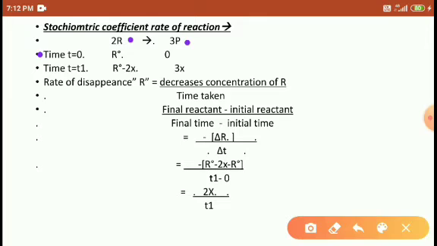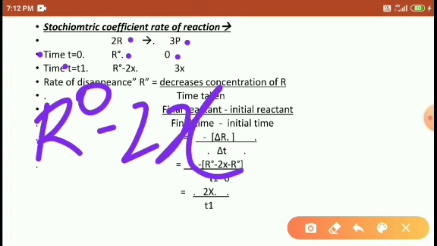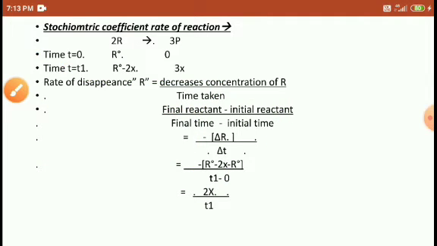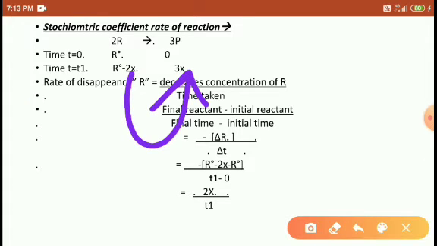So here, students, 2 moles of R turn into 3 moles of P. At time T equal to 0, the concentration of R, the 2 moles, I take as R0, and the product has not appeared yet, so it is 0. At time T equal to T1, from R0 the concentration decreases by 2x. Minus 2x means 2x concentration is decreased. That 2x concentration decrease from the reactant side transforms into the product side as 3x concentration.